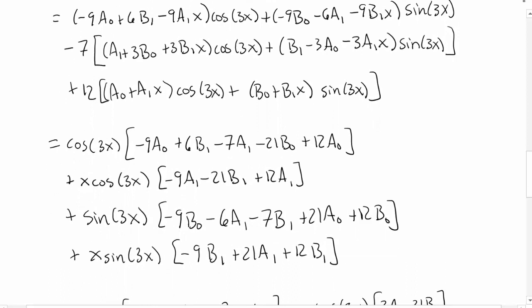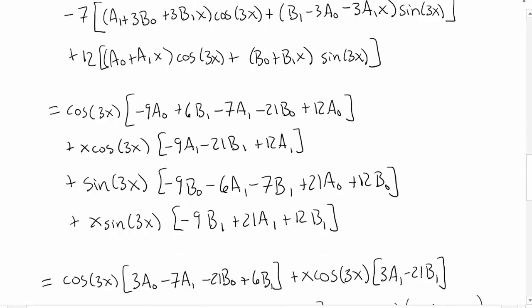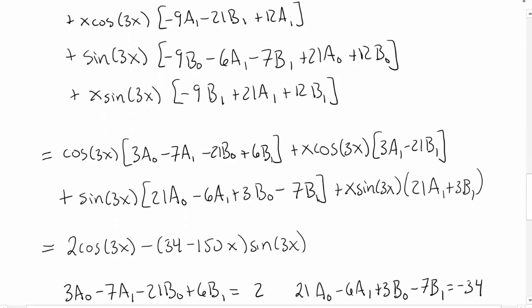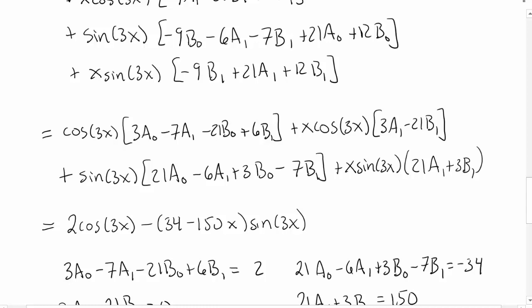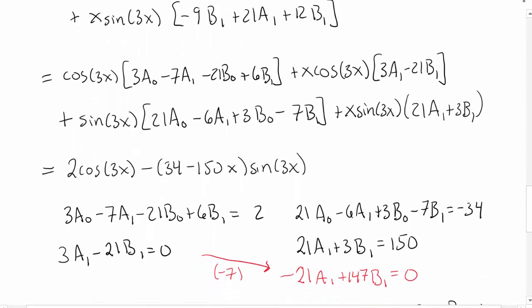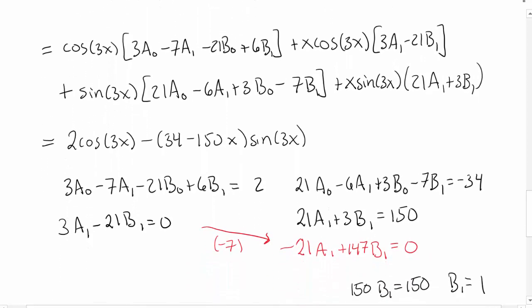The things attached to the sine of 3x is minus 9b naught minus 6a1 minus 7b1 plus 21a naught plus 12b naught. And the things attached to the x sine of 3x is negative 9b1 plus 21a1 plus 12b1. Doing a little cleanup there just to combine some like terms, and in the end I want that to be equal to 2 times the cosine of 3x minus 3 times minus 34 minus 150x times the sine of 3x. Okay, so let's equate like terms.